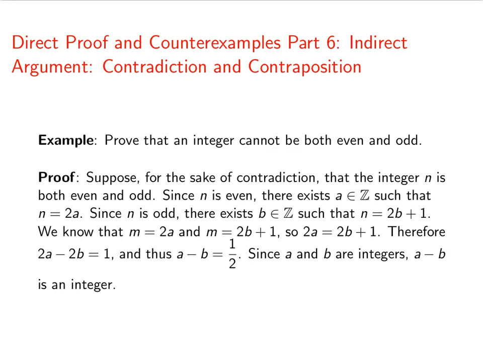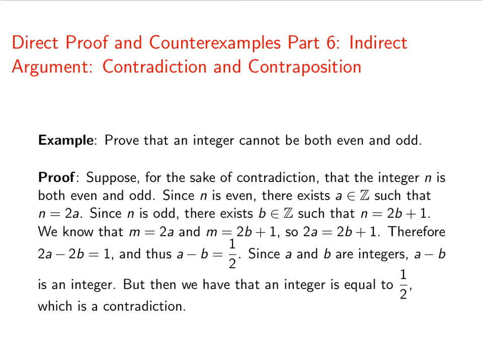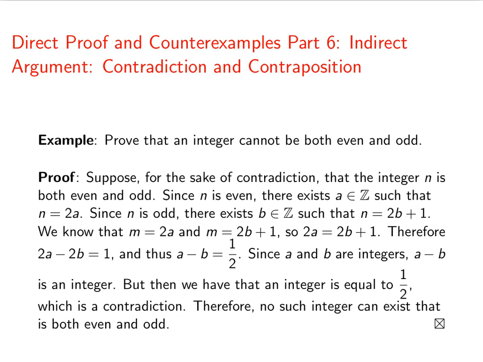Now, a and b are integers, that means a minus b is an integer. But then we have an integer that's equal to a half, that is a contradiction. There are no integers that are equal to a half. Therefore, no such integer can exist that is both even and odd. Since we have arrived at a contradiction, that proves then that our original supposition was not correct. Okay, that's all for now.